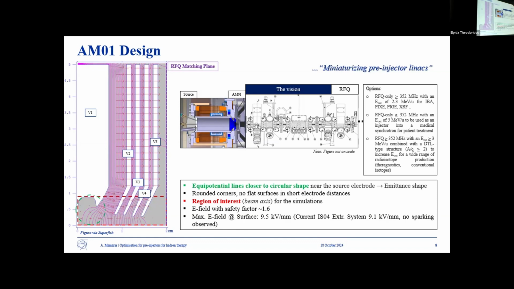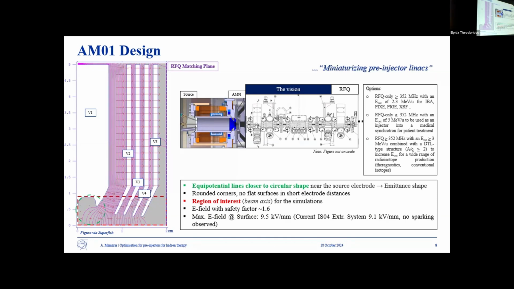This design ensures a field with a safety factor of 1.6, reaching a maximum field at surface of 9.5 kilovolt per millimeter. Just for comparison, the current extraction system of DICE 04 was removed last year after 1.5 years of operation and achieved 9.1 kilovolt per millimeter, and they did not observe any sparking effects.